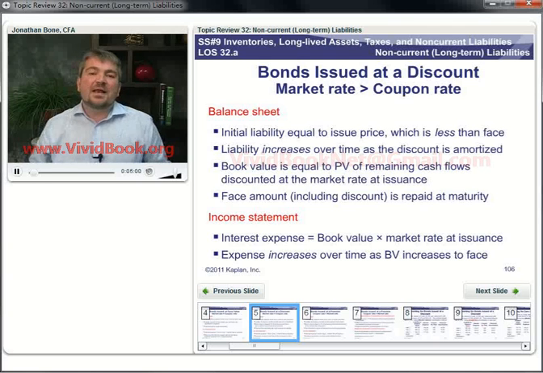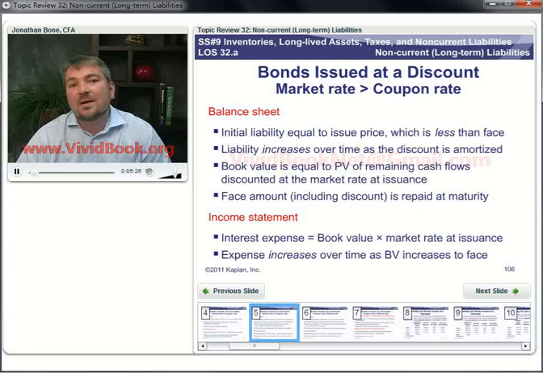So notice our book value, our balance sheet value, is equal to the present value of remaining cash flows discounted at the market rate at issuance. So initially our liability is just simply the cash value that we get. However, over the life of the bond, the amortization of that discount is going to increase our liability. So with a bond issued at a discount, you'd expect the liability to grow over the bond's life until the liability sits there at par value when the bond is redeemed. Then, of course, when the bond is redeemed, we pay out the par value, $1,000, and eliminate the liability. There's no gain or no loss.